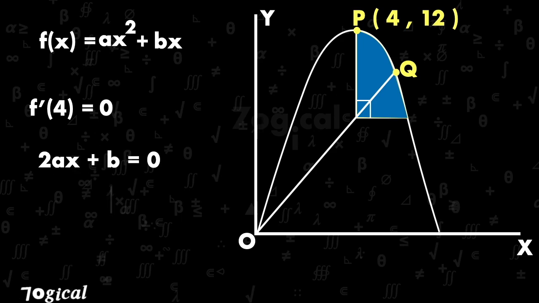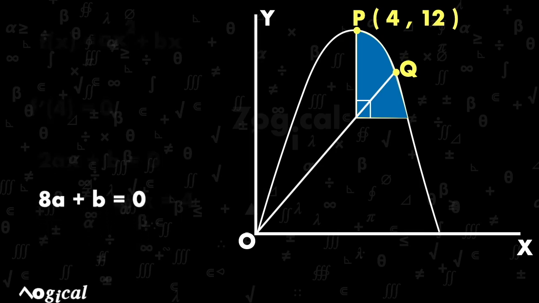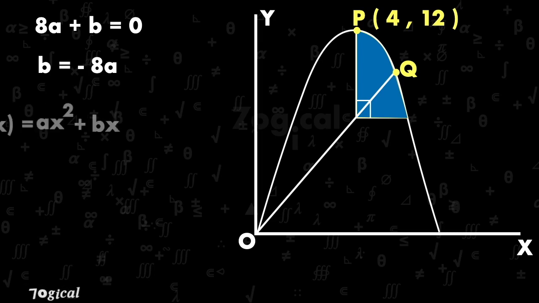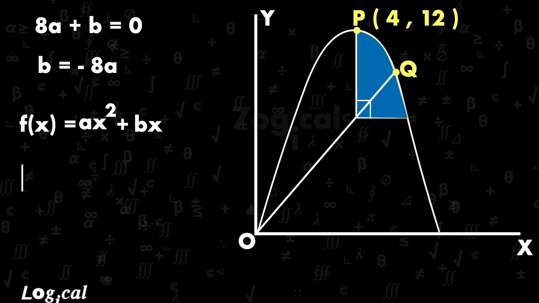Now putting x is equal to 4, it becomes 8a plus b is equal to 0. Then b will be minus 8a. But the function was f of x is equal to ax square plus bx. Putting the value of b, it becomes f of x is equal to ax square minus 8ax.